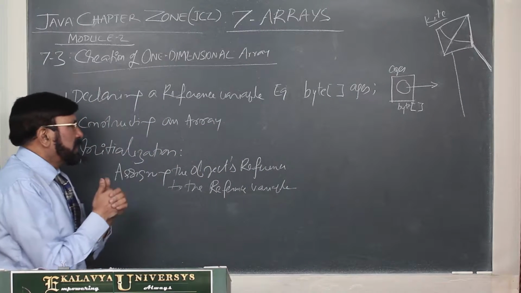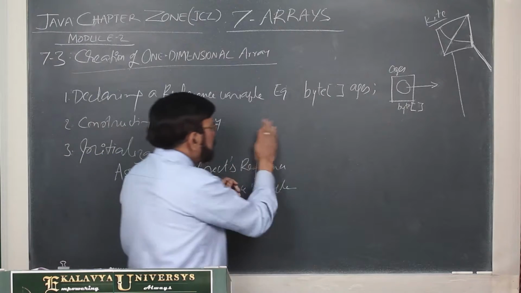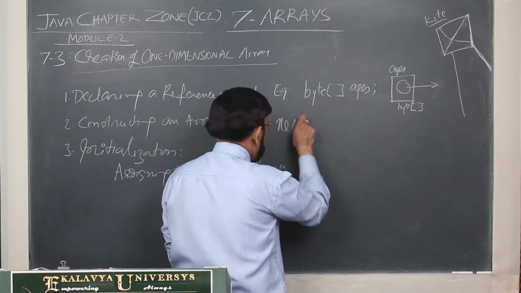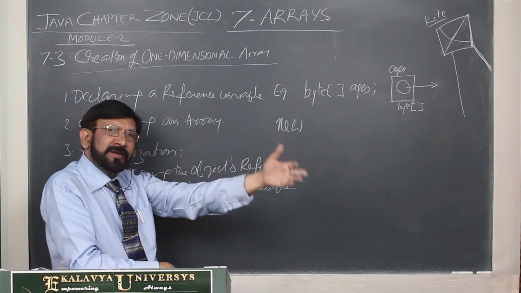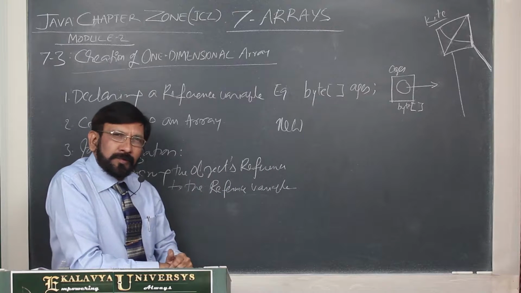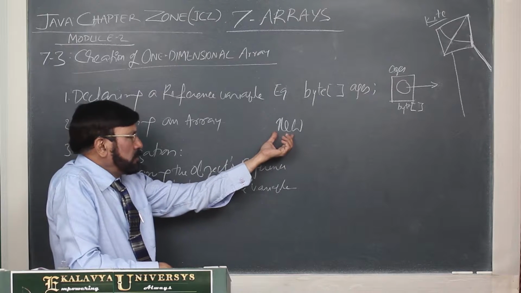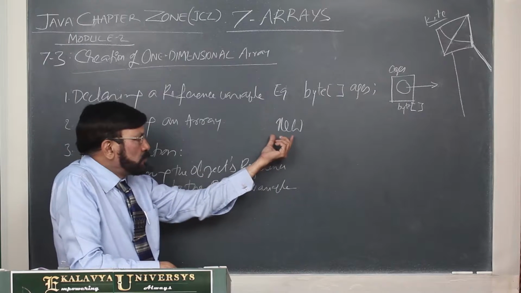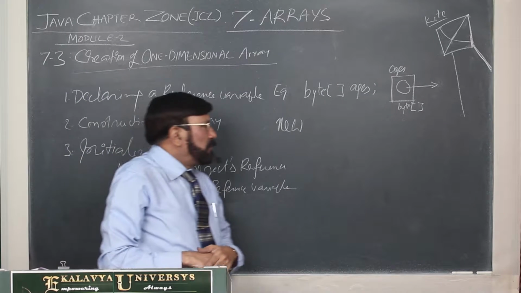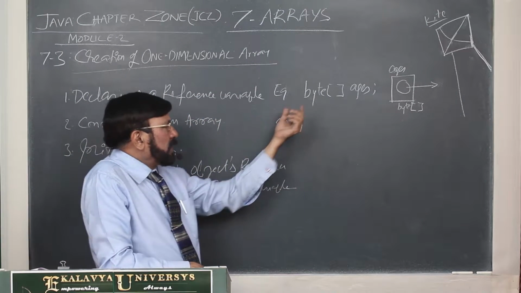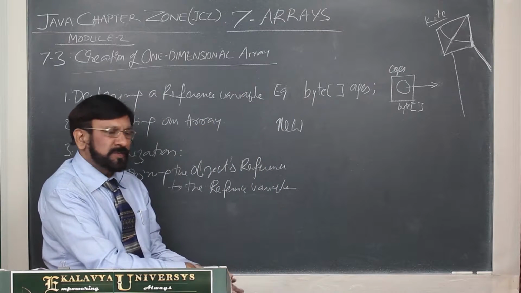Second step, constructing an array. The real array object we are creating. The real array object is to be created. All objects are created on heap memory. To get memory allocated on heap memory, Java provides us the new operator. So new you must write. Now how much memory you require, that you have to specify.